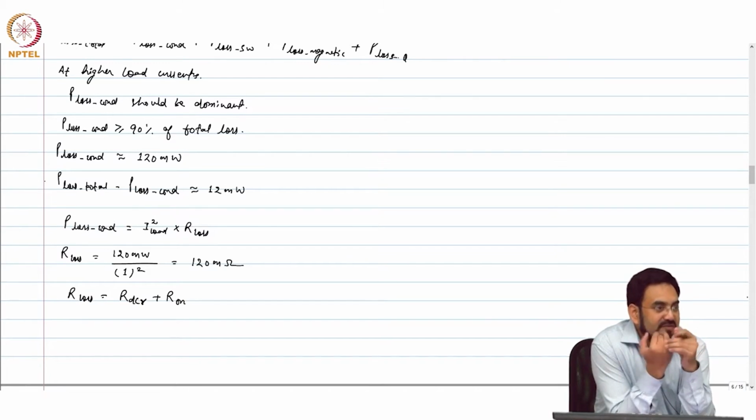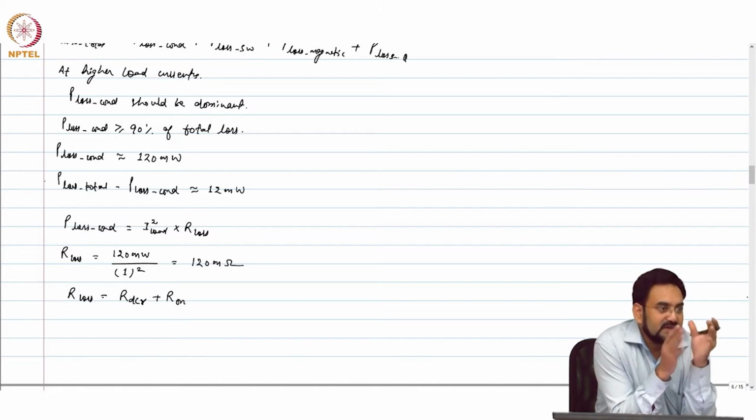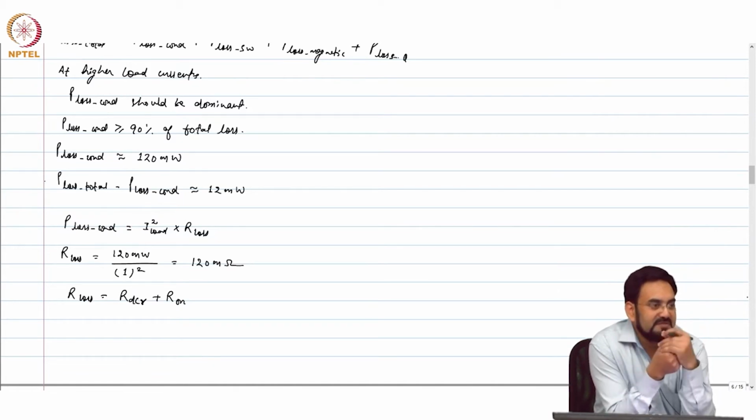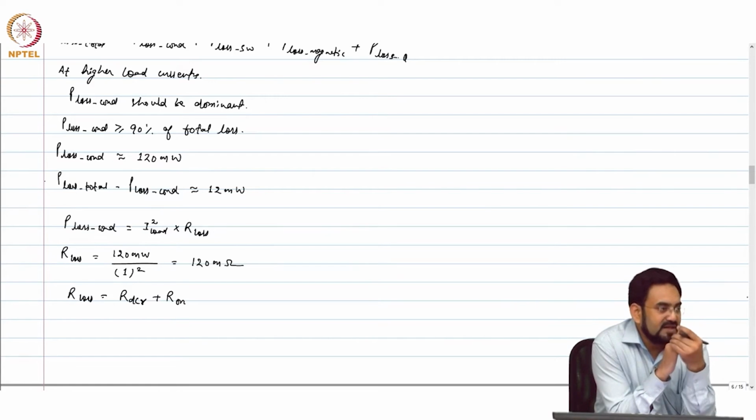So, first you try to find the inductor with the smallest DCR, that is the first thing you should do. But if something is not available below, let us say 50 milliohm, then you do not have any choice. So, first we try to find the inductor with the smallest DCR possible.